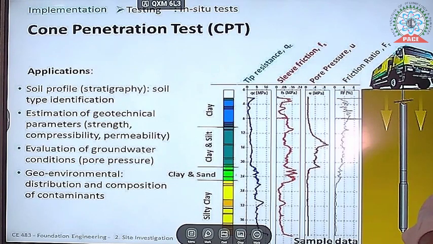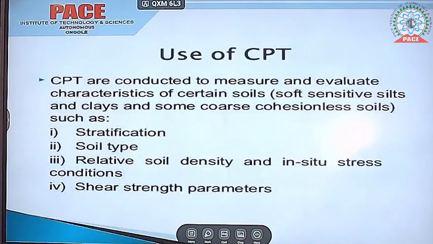Mainly, the cone penetration test, CPT, is conducted to measure and evaluate characteristics of certain soils, that is soft sensitive silts and clays, and some coarse cohesionless soils, such as stratification, soil types, relative soil density, in situ stress conditions, and shear strength parameters, that is c and phi, cohesion and angle of internal friction.